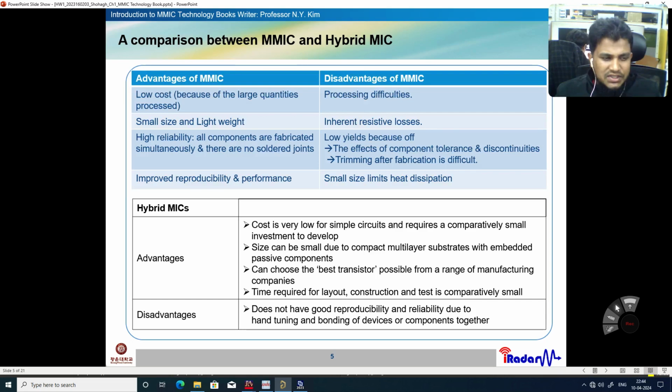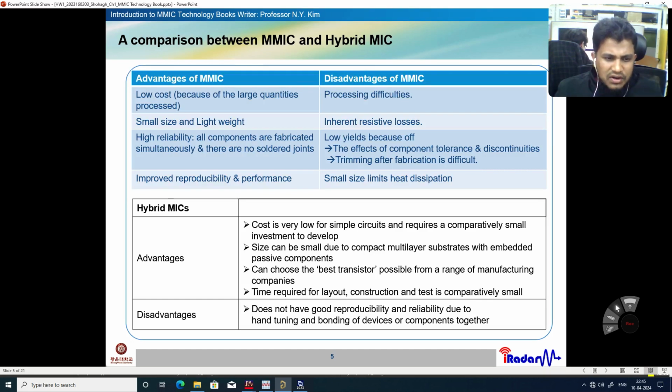Then another updated technology came, that is hybrid MIC. It has most of the advantages, and only a small number of disadvantages. First of all, the advantage is that the cost is so low and the circuit is simple. Size can also be so much smaller, and multiple substrates are used with embedded passive components, and you can choose the best transistor possible from a range of manufacturing companies.